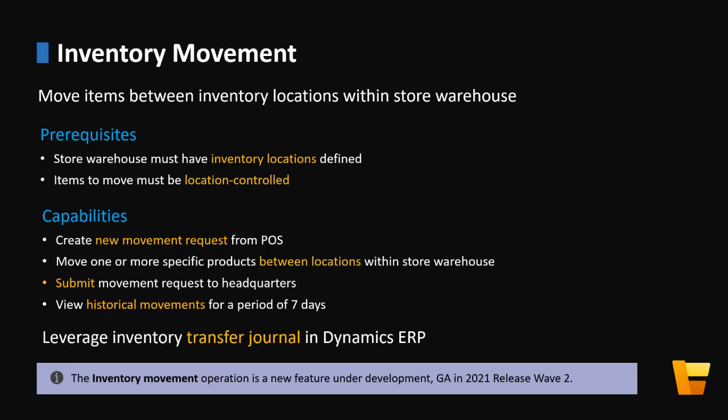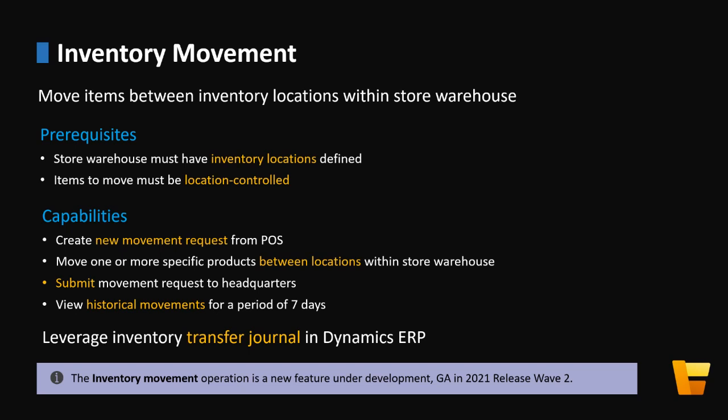All right, and then the next operation I want to talk about is the inventory movement. This operation can facilitate users to move inventory of one or more specific products from one location to another location within a store warehouse. For example, to move items from your store's backroom to the sales floor. As a prerequisite to use this operation, first, your store warehouse must have inventory location defined in the headquarters. And second, the items that you want to move must be location-controlled items in their storage dimension configuration.